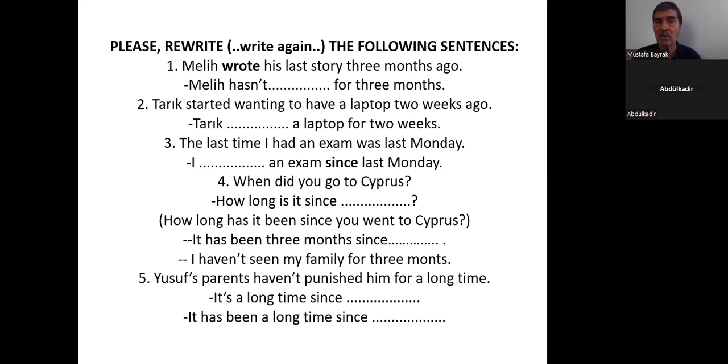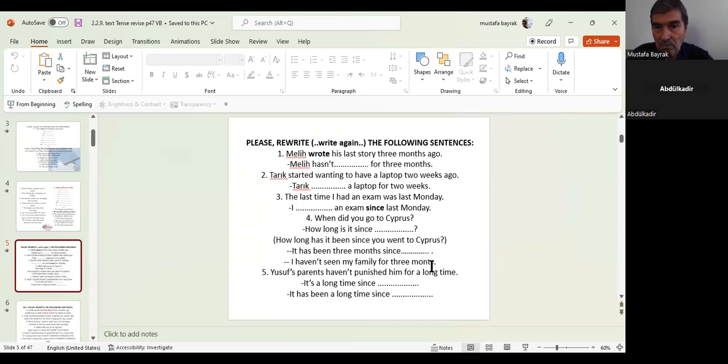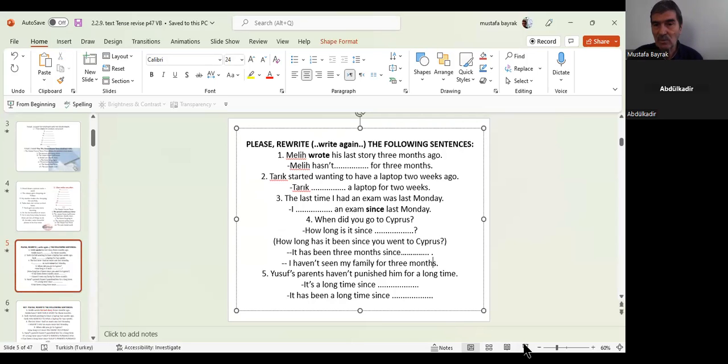But with present perfect tense, how long is it becomes how long has it been? How long has it been since you went to Cyprus? So it has been 3 months. It has been 3 months since I went to Cyprus. Or I haven't seen my family for 3 months. Let me put H here, yes. Okay.